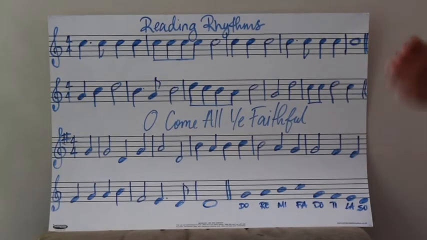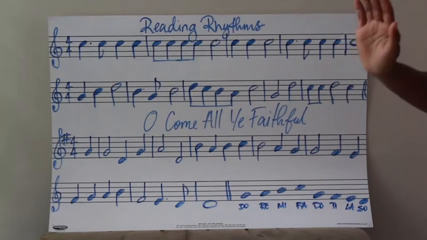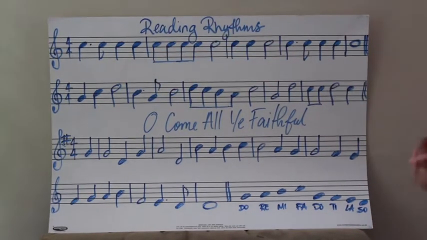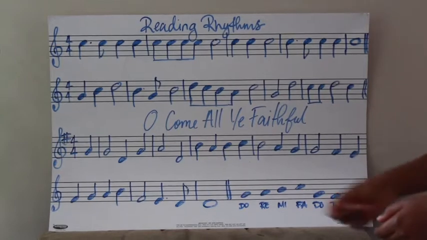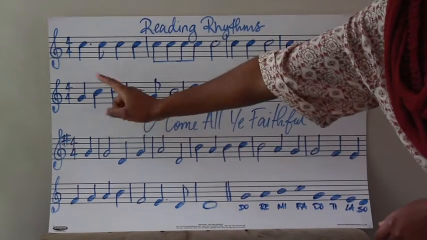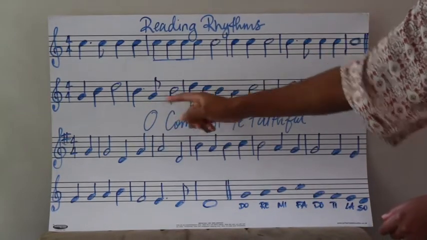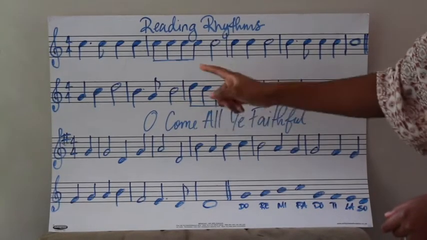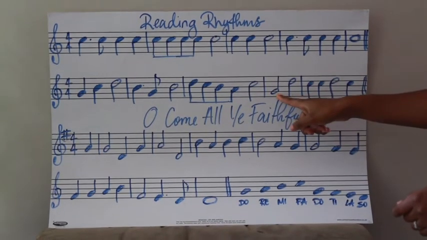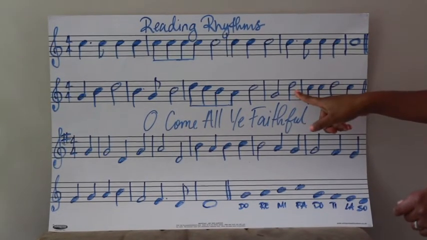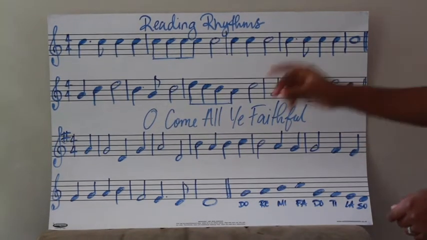Let's try line 2. I hope you'll take time to do this for yourself. You can even pause the video and try and read it on your own. Let's do line 2. 1, 2, 3, we go. Ta, tum, ti, ta, ti, ti, ti, ti, ta, ti, ti, ta. This one's a lot easier.